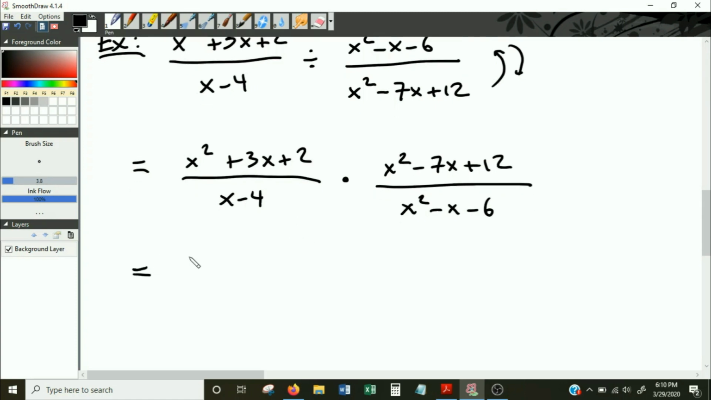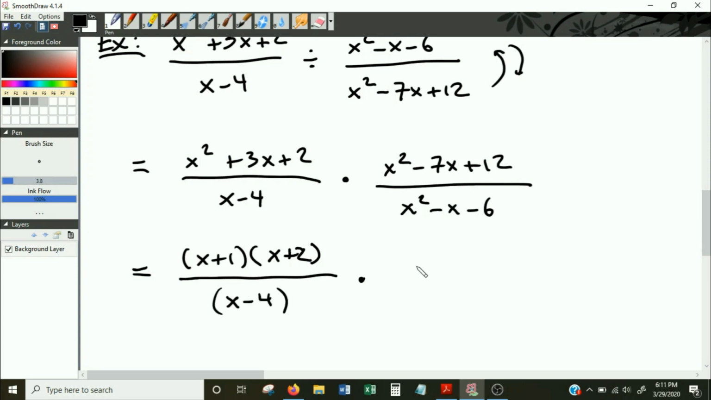If I factor the top part, it's going to be x plus 1 times x plus 2. Okay, and the bottom is x minus 4, so that's still there. And then in this one, it's going to be x minus 3 times x minus 4. Oh, excuse me, not plus 4, minus 4. Okay, and the bottom of the right-hand part is going to be x plus 2 times x minus 3.